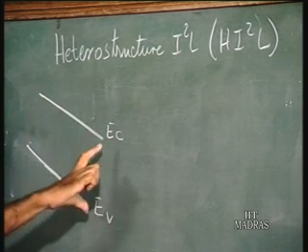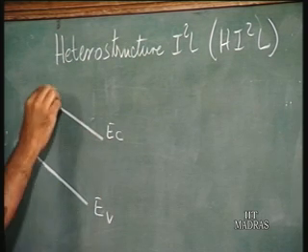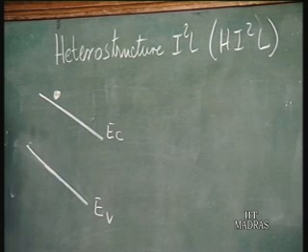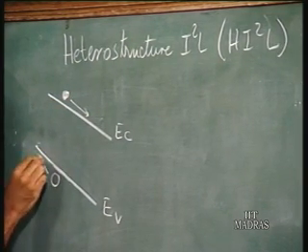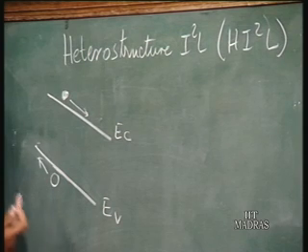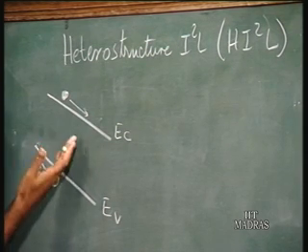So, it must be parallel, which means that if you have an electron in the conduction band, and a hole say in the valence band, the forces acting on the electron and the hole must always be equal and opposite, because the force is proportional to the slope.